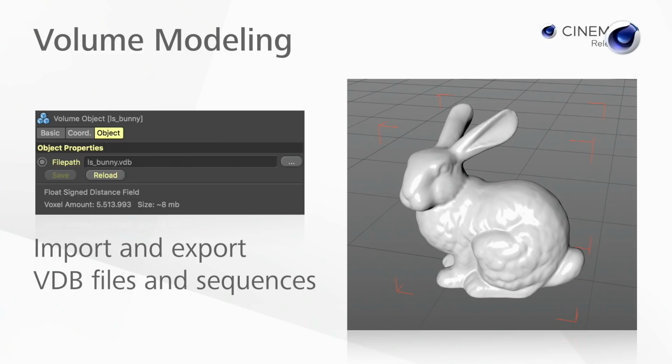Yeah, we also have a volume loader, so you can import and export VDB files. This is a modeling tool, so you cannot render volumes natively inside of Cinema 4D as smoke effects or so. Therefore, you need a third-party render engine that supports VDB rendering.